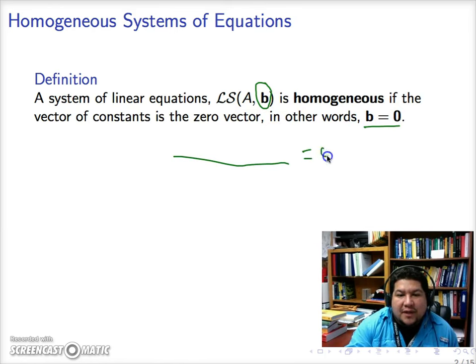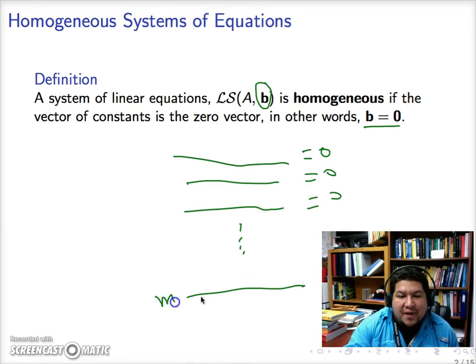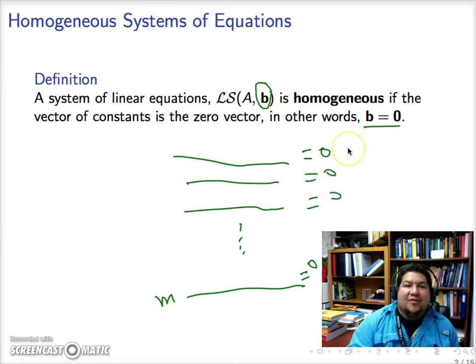one equation that equals 0, another equation that is equal to 0, another equation that is equal to 0, and then we have a total of m equations, and this is also equal to 0. So all the right sides of these equations in the linear system are equating to 0. And that is the case in which we call the system homogeneous, a homogeneous system of linear equations.